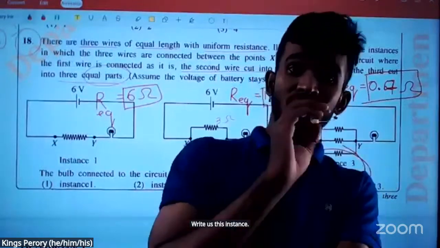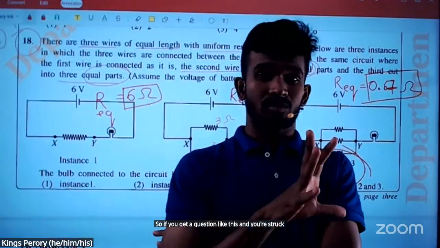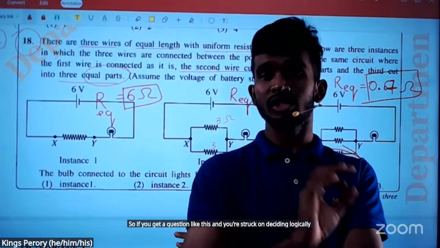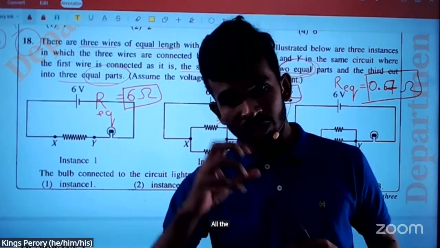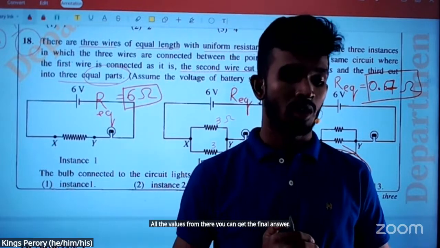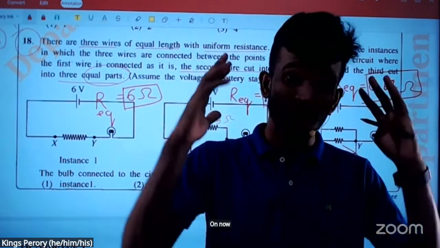So if you get a question like this and you are stuck deciding logically, the best thing is to put some values. From there you can get the final answer. Now going to the easy logical shortcut method.